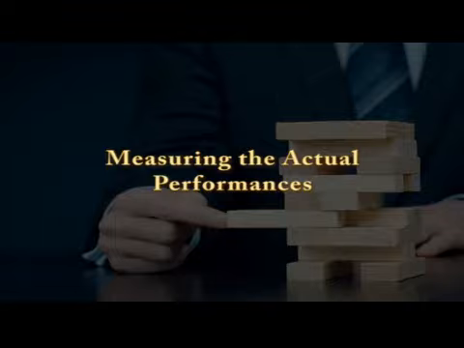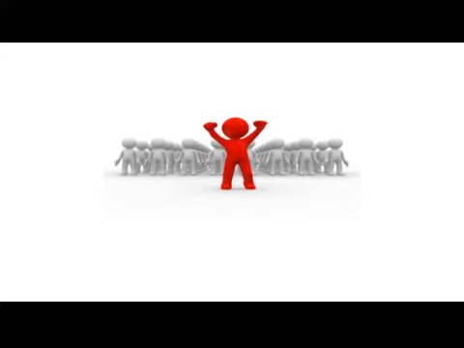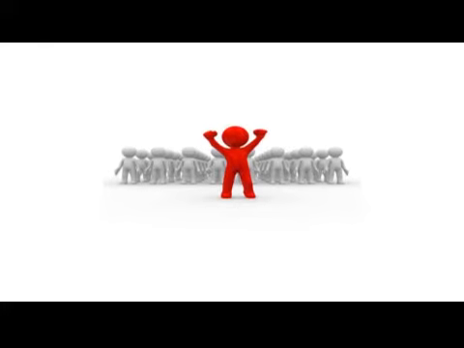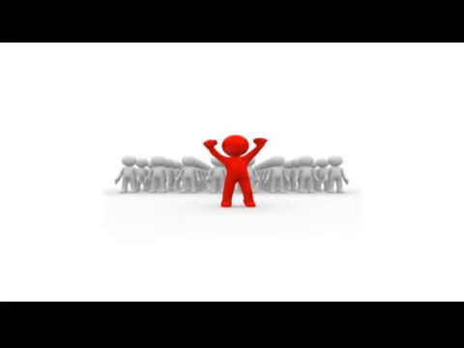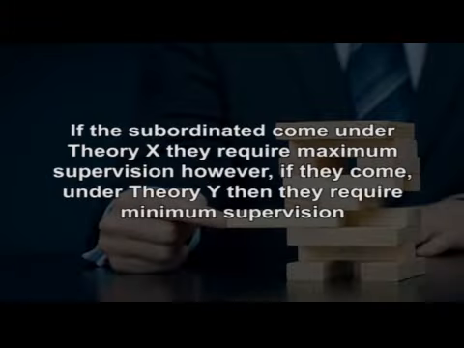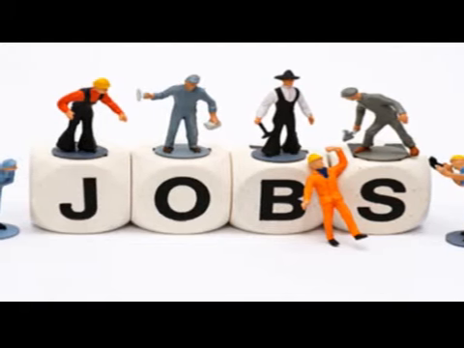Measuring the actual performances. After establishing the standards, the subordinates should be provided with all the resources for performing the job. They should be properly directed and motivated to perform the job. Similarly, they should also be properly supervised. If the subordinates come under the theory X, they require maximum supervision. However, if they come under the theory Y, then they require minimum supervision. After they complete the job, their performance should be carefully measured.